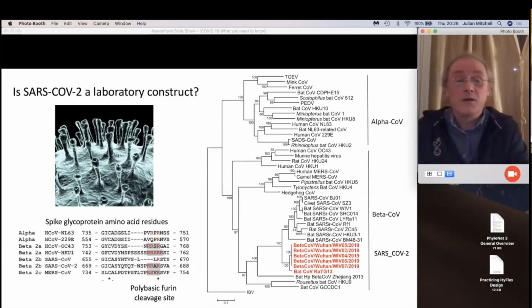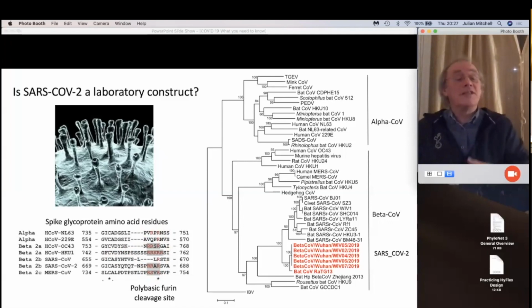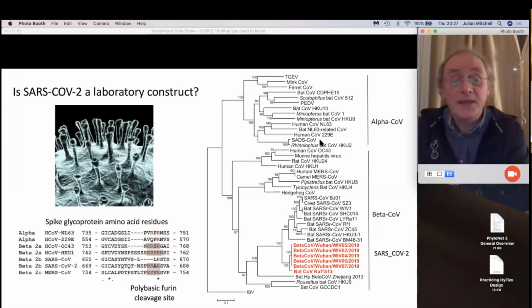Okay, now if you look on the slide here, we can see a bit of the amino acid sequence of the spike protein from different types of coronaviruses. The bits we're interested in are these regions around here, and these are cleavage sites. Now, for the virus to actually get inside the cell, the protein has to be cleaved, otherwise it won't enter the cell. So these are really quite important sites, and these are the sites that are cleaved when the cell is actually entered.